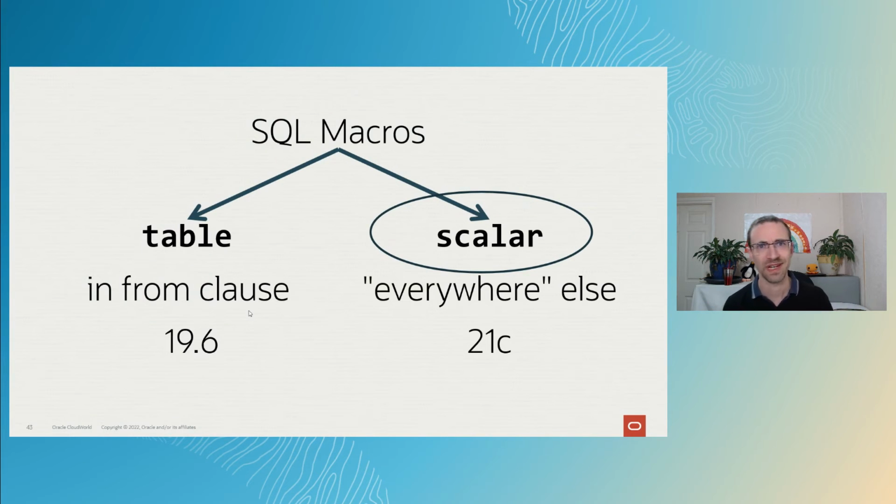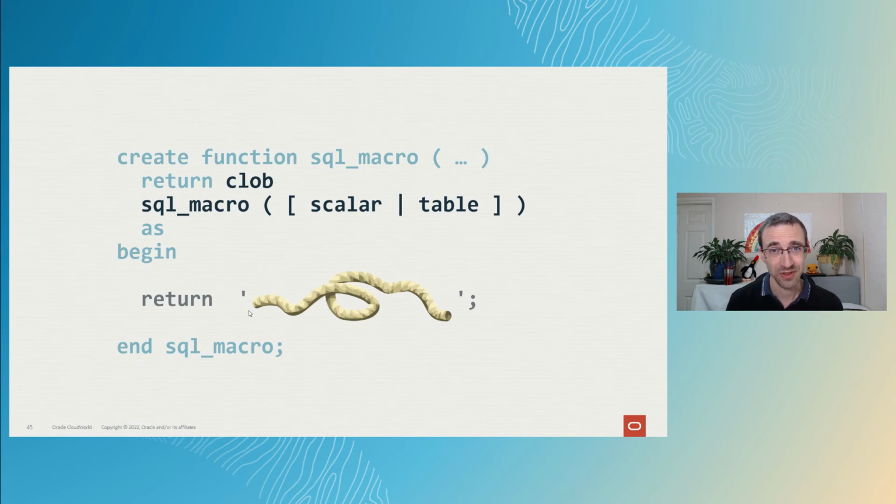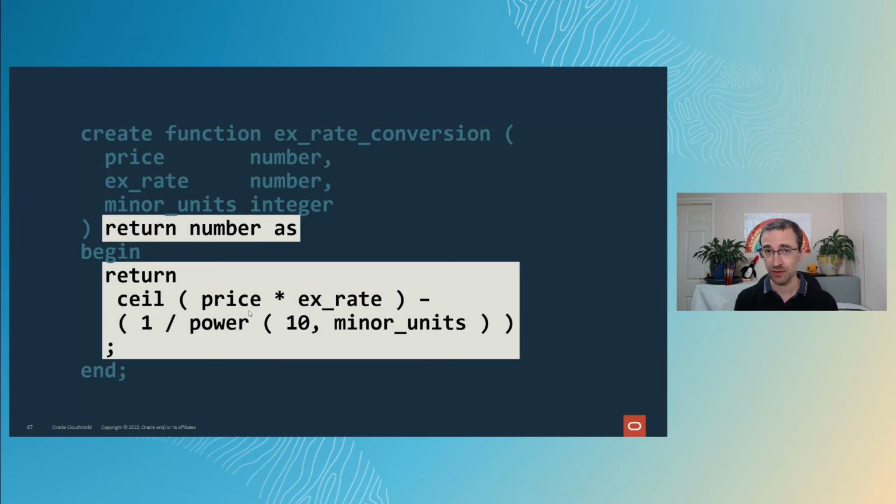They return an expression. How do we actually create one? Well, it's a bit like creating a PL/SQL function. We create our function and add the SQL macro clause to state whether it's table or scalar. One of the interesting things you might have noticed, if you're paying close attention, is that I'm returning a CLOB, and you're like, what's the deal with that? SQL macros always return text. They always return a string. Okay, so what does that mean? Well, let's take our function to do the exchange rate conversion. To turn this into a macro, we will need to change the return clause, and all we need to do is wrap the formula itself in quotes.